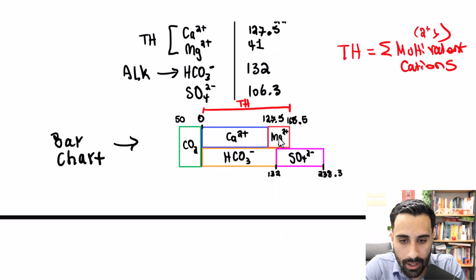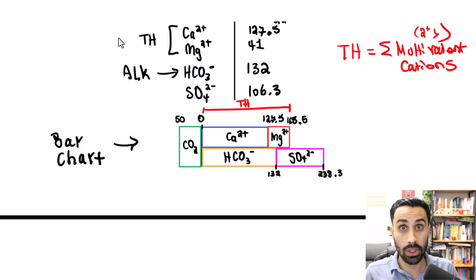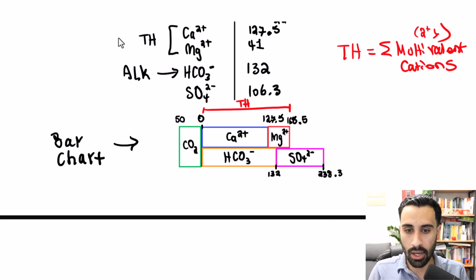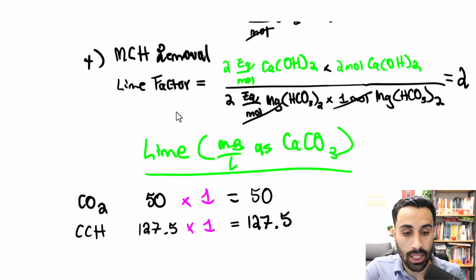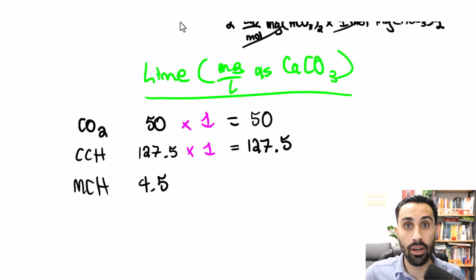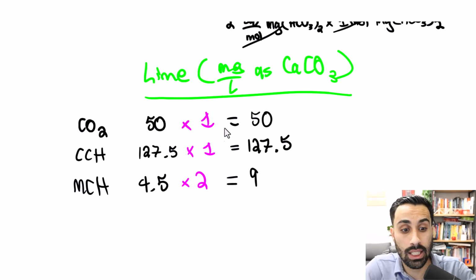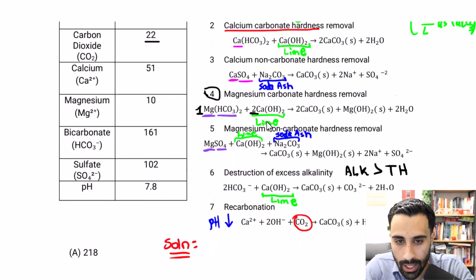How much do we have of that? How much magnesium carbonate hardness do we have based on the bar chart? Magnesium carbonate hardness is this part associated with the bicarbonate. So that is 132 minus 127.5, which is 4.5. So that is the magnesium carbonate hardness, 4.5. Are you just going to keep 4.5? Be careful. Multiply that by 2. So it doubles and we get 4.5 times 2, which is 9 milligram per liter as calcium carbonate. We're almost done. Hang in there with me.